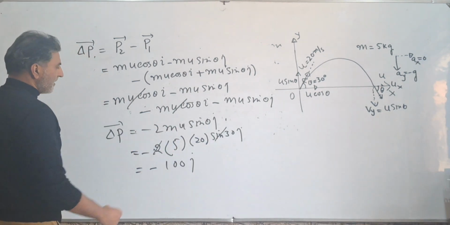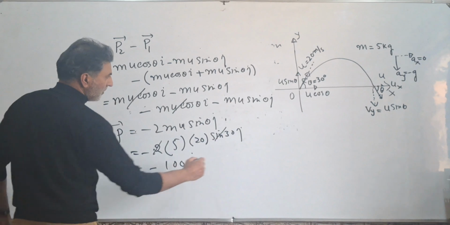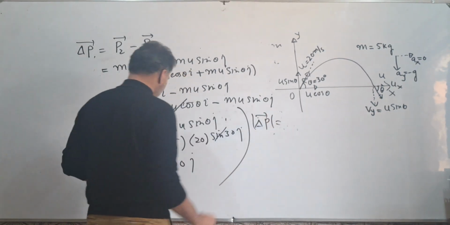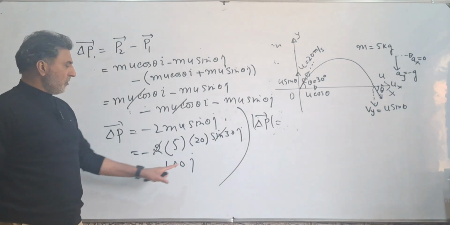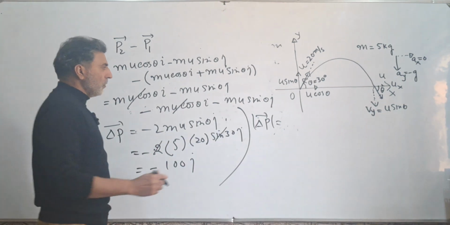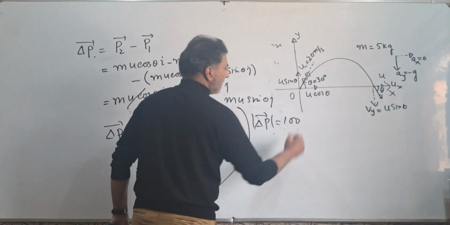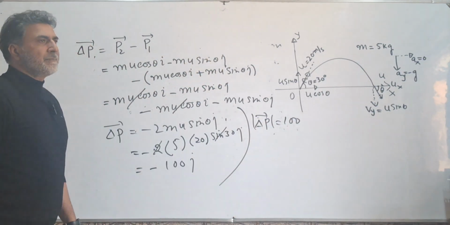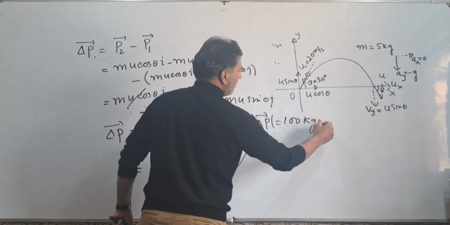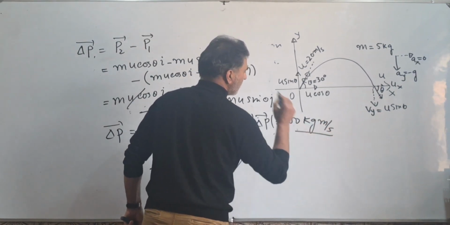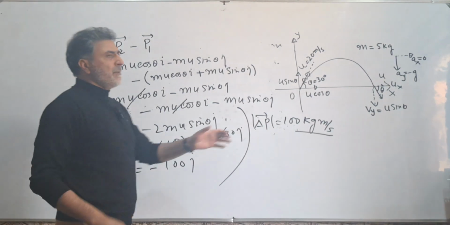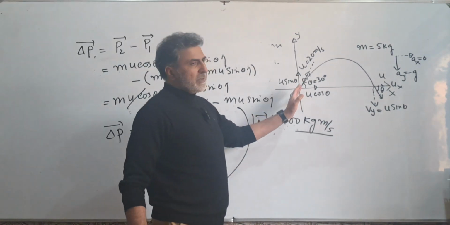अगर मैग्नीट्यूड की बात की जाए, what is the magnitude? डेल्टा पी का मैग्नीट्यूड अगर देखा जाए, मैग्नीट्यूड में ये नेगेटिव भी खत्म होगा और j भी खत्म होगा, because these are the two which are responsible for direction. तो it will be 100 kg meter per second. That is the unit. That is all.